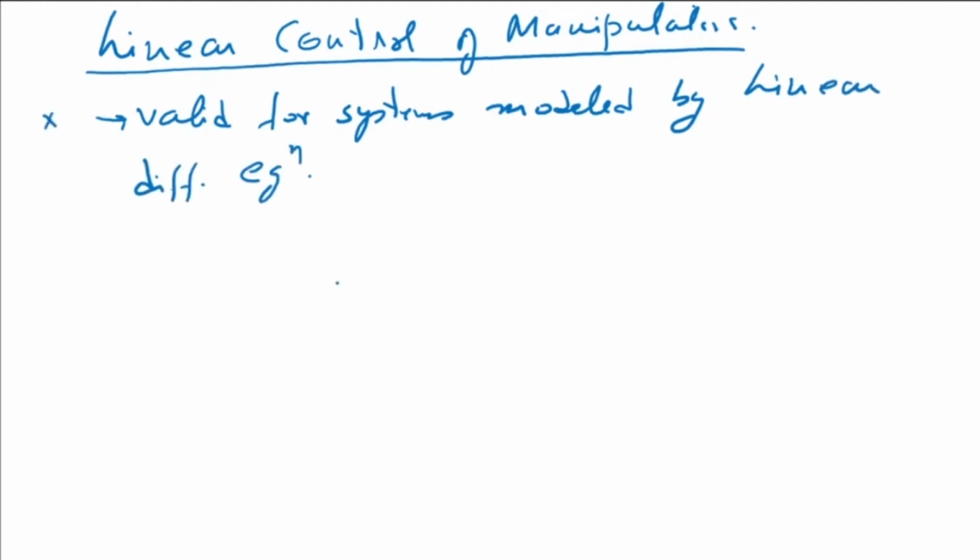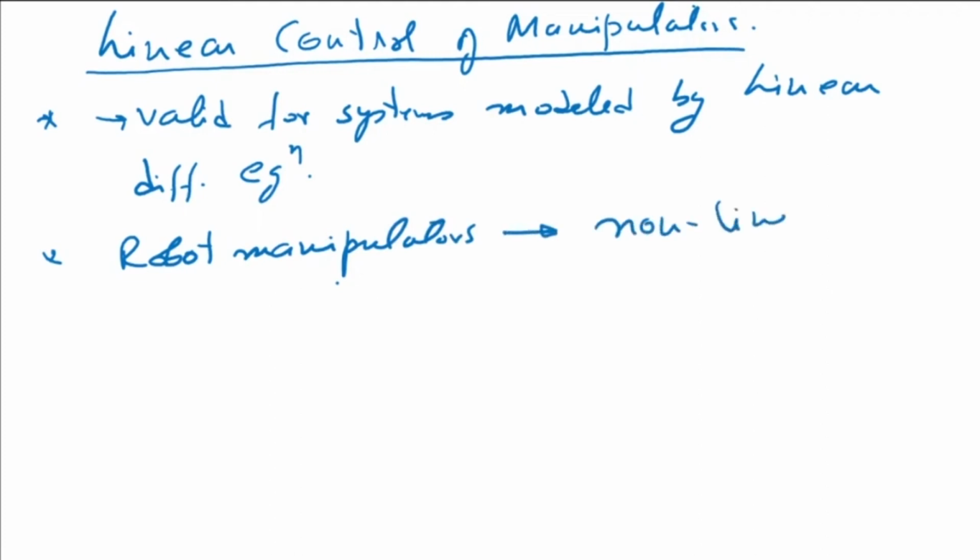Okay, so this is something to note, that although we are saying linear control of manipulators and linear control systems are valid for systems modeled by linear differential equations, robot manipulators are actually modeled by non-linear differential equations. So although we are going to study linear control systems, in reality robot manipulators are non-linear.